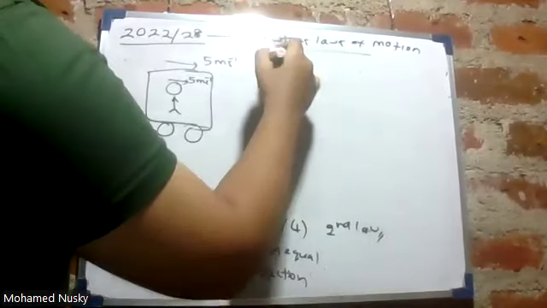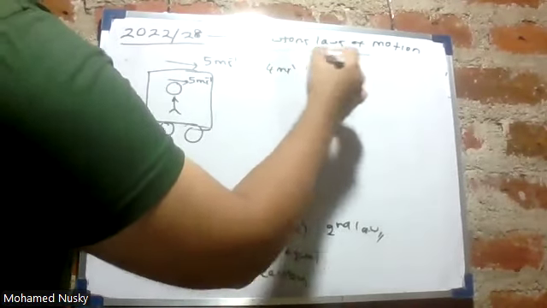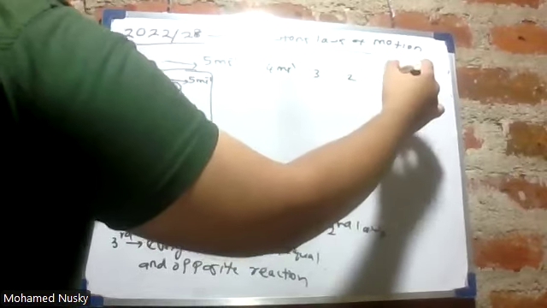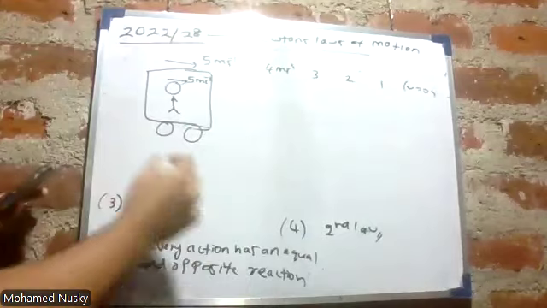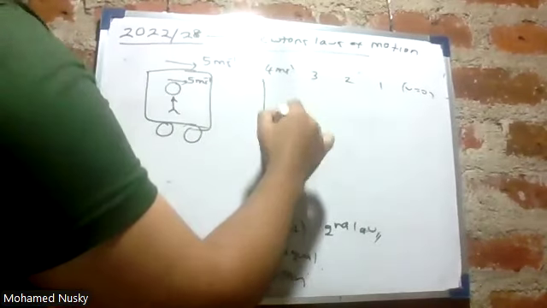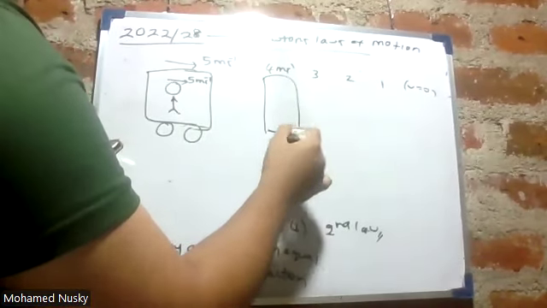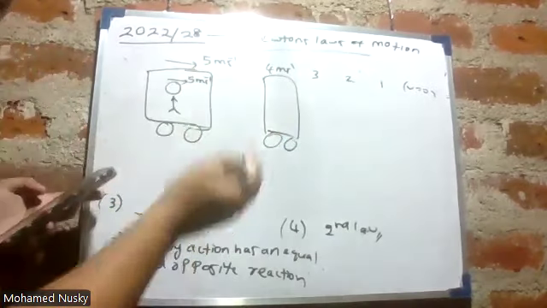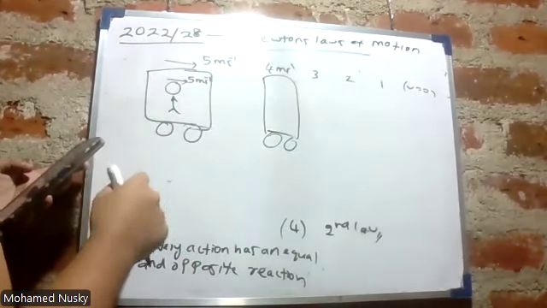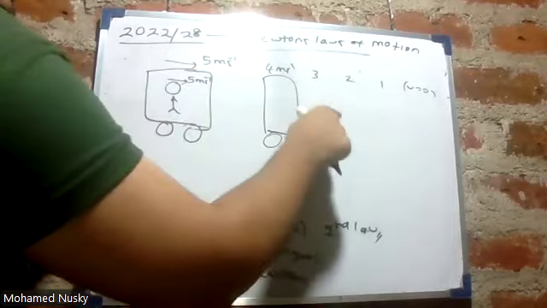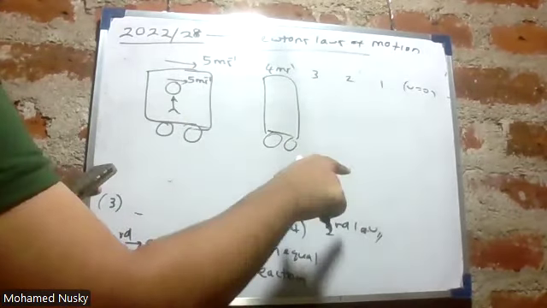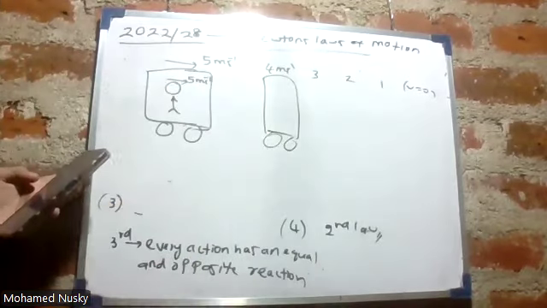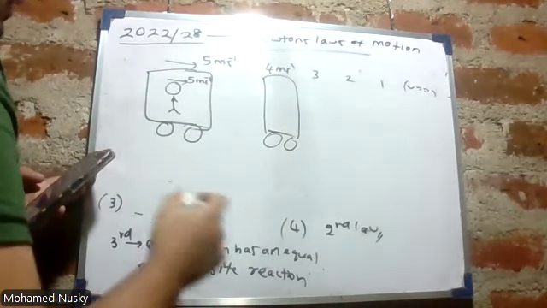Velocity will decrease. Velocity 4 meters per second minus 1, then 3, then 2, then 1, and then finally it will come to rest. This is the motion of the vehicle. Likewise, the person inside the vehicle will also decelerate and will come to rest. Now, to decelerate, a force should act in the backward direction.